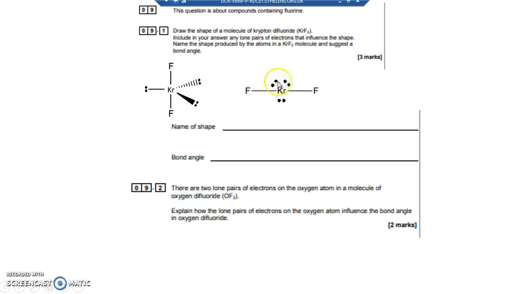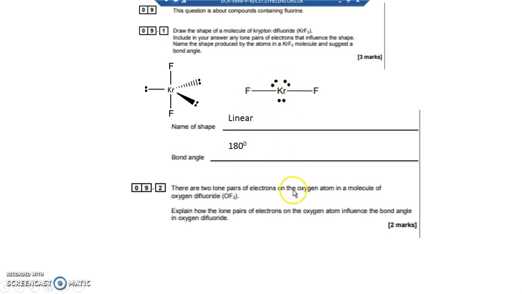You could draw it like that instead if you wanted to. Either way is acceptable for the mark, and the name of the shape is linear. Bond angle is 120 because you ignore the lone pairs when you consider the bond angle. A bond angle is only the angle between the bonding pairs.